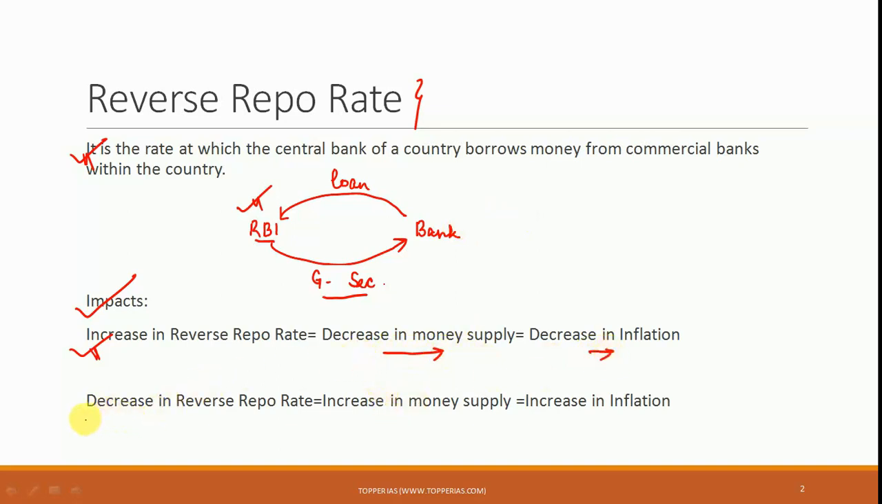Now, similarly, if the reverse repo rate is decreased, then the banks will have less incentive to park their funds with the RBI. What is going to happen is that the banks will not give this loan to the RBI, and rather will have more money supply to give out to the economy, and this will result in an increase in the money supply, which will further lead to an increase in inflation. So this is how reverse repo rate is also acting as a monetary policy instrument.